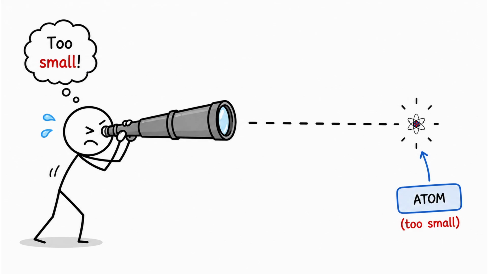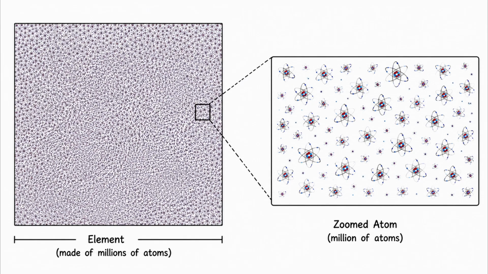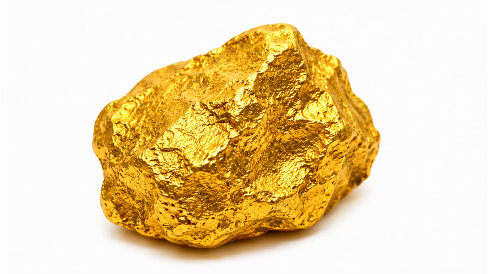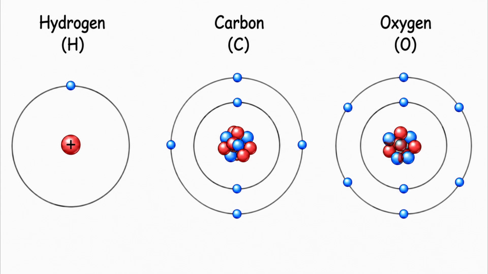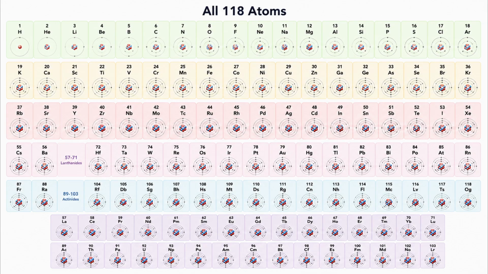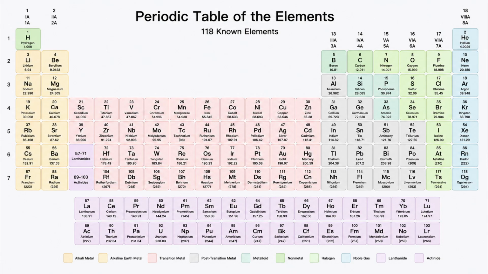Since atoms are far too small to see with the naked eye, when we take a pure collection of one type of atom, we call that substance an element. For example, a piece of gold is made up of billions upon billions of gold atoms. Every element has its own unique atomic structure. Today, we know of 118 different types of atoms or elements in existence.